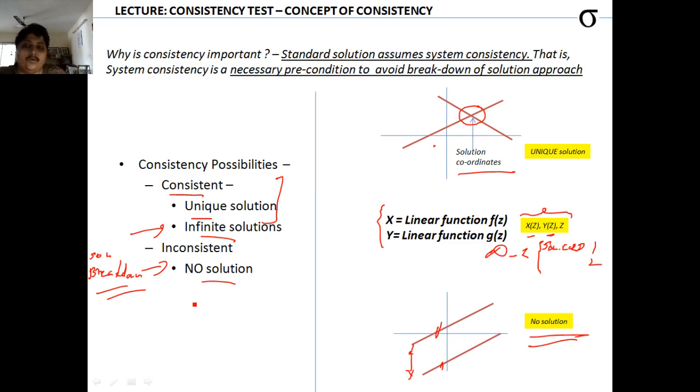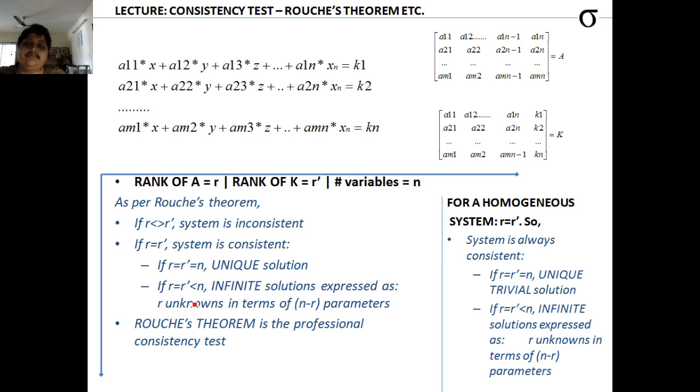Let's run through the consistency tests in greater detail now. The professional approach to testing for consistency is based on what's called Rouche's theorem. So this is how Rouche's theorem goes.